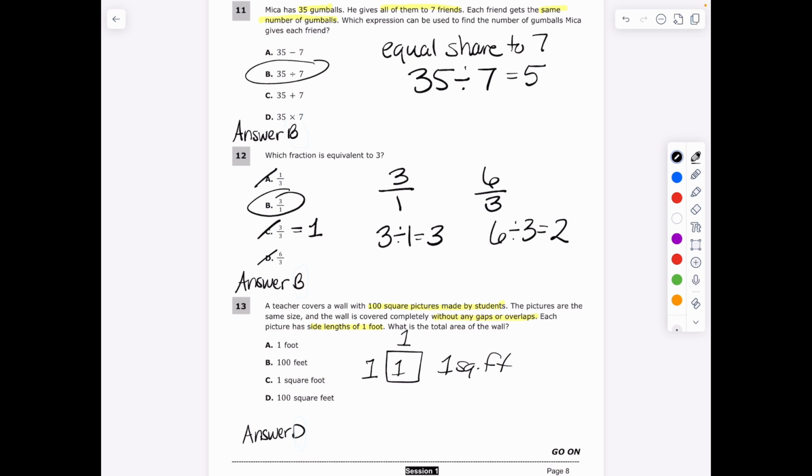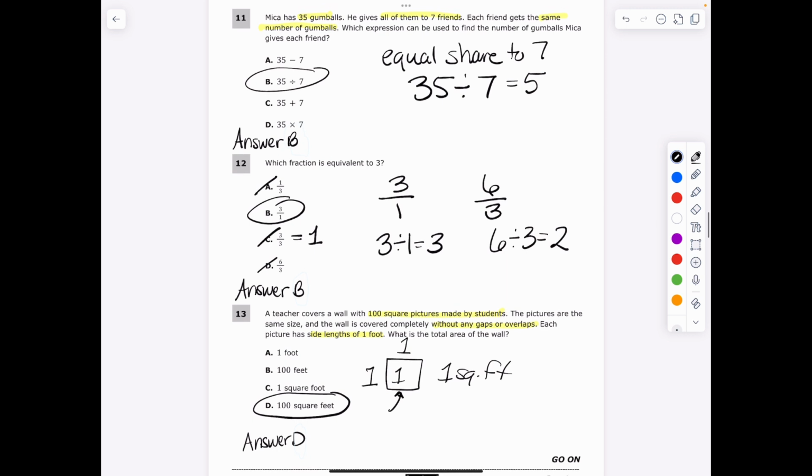So if I know that, what is the total area? Well, if I have 100 of these squares, the total area is going to be 100 square feet. Because each would be 1, so if I have 100 of them, that would be 1 times 100. So 100 square feet.